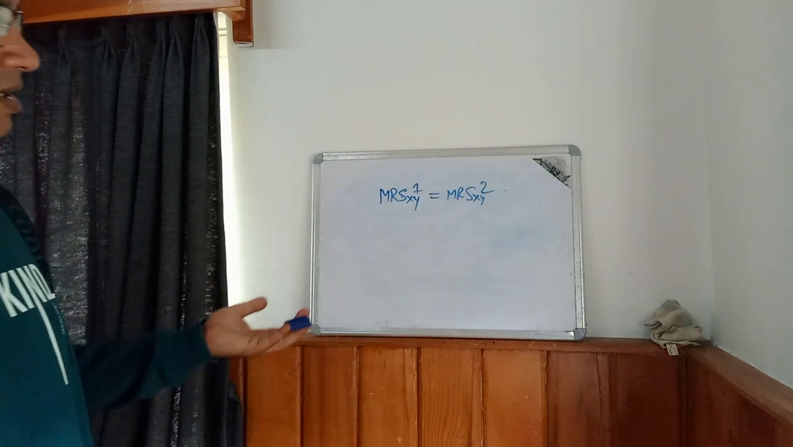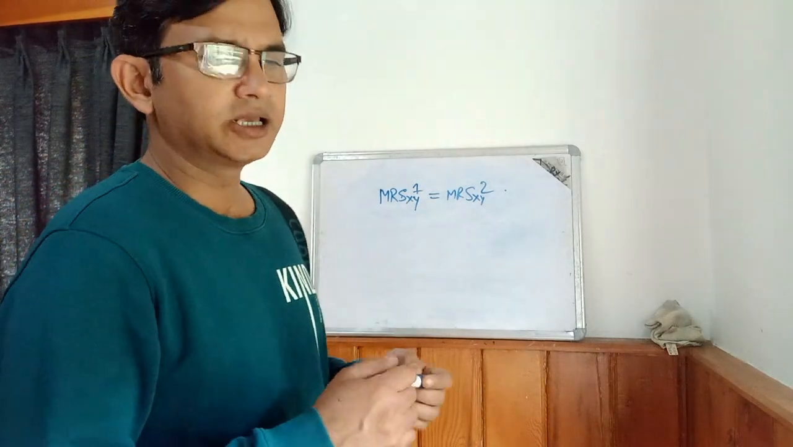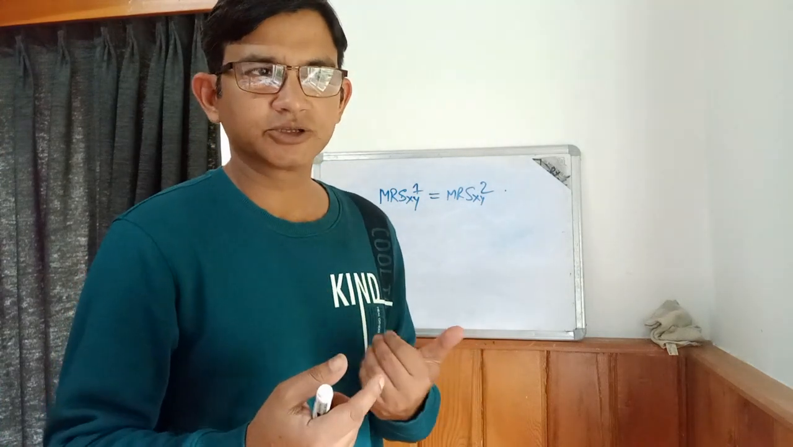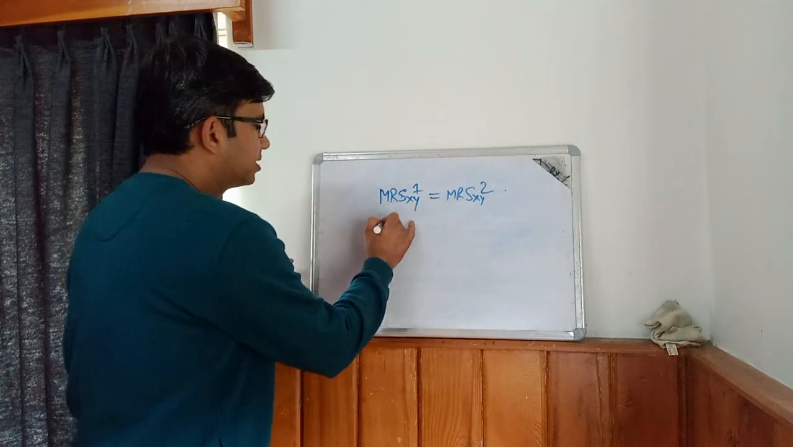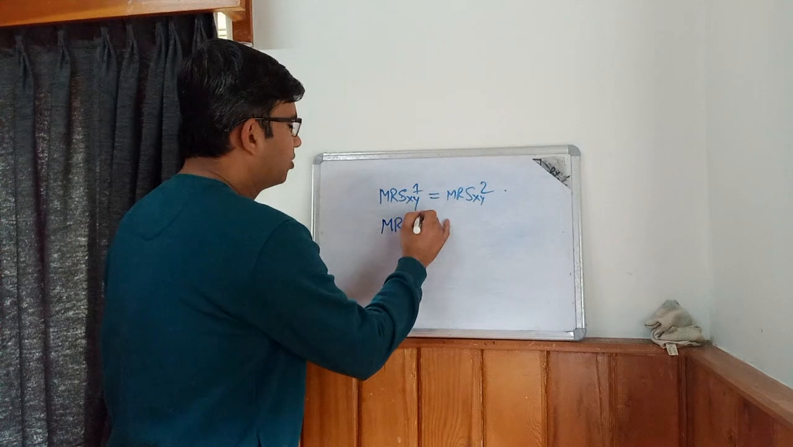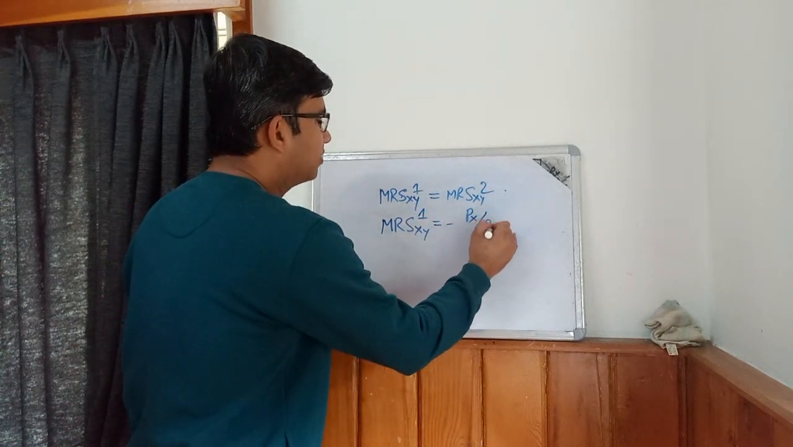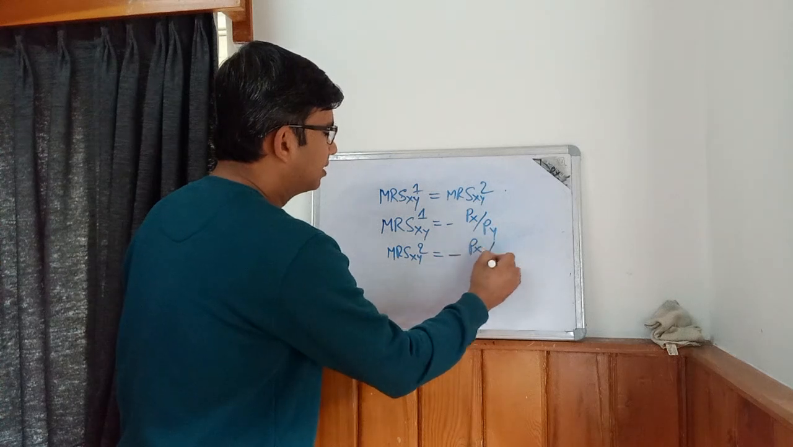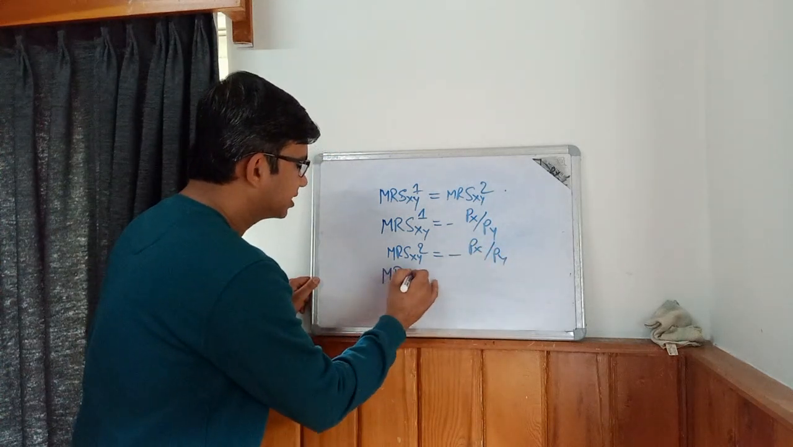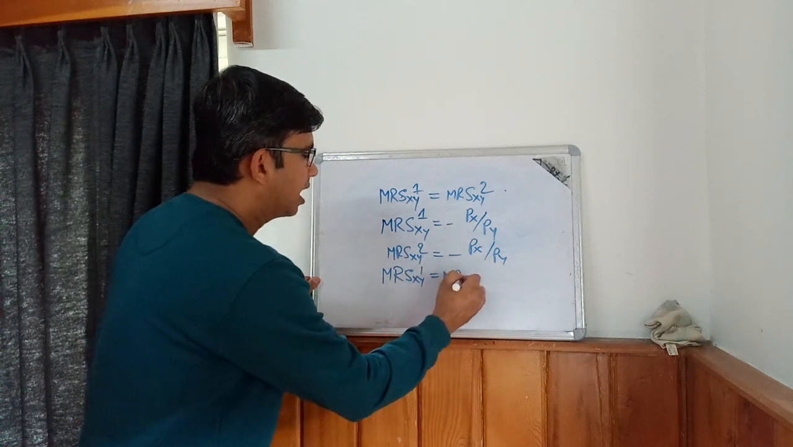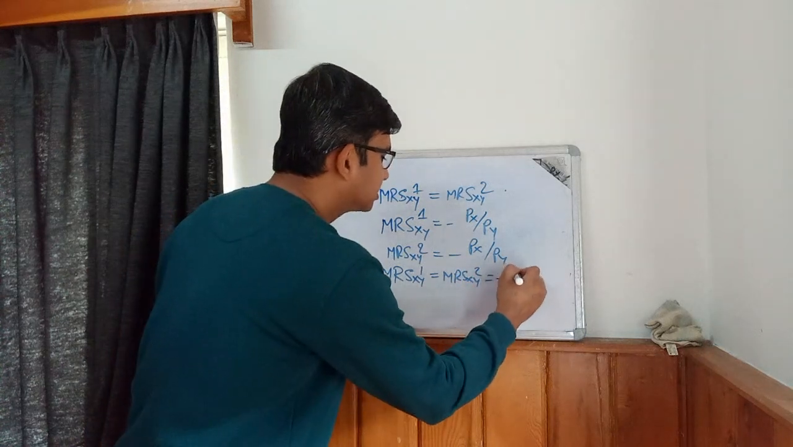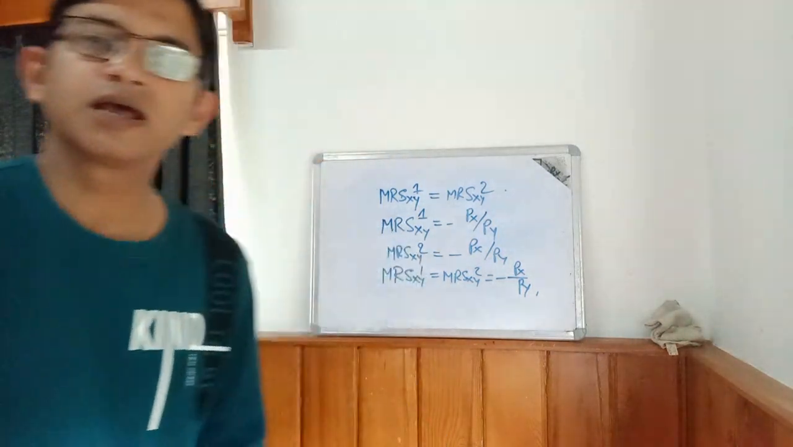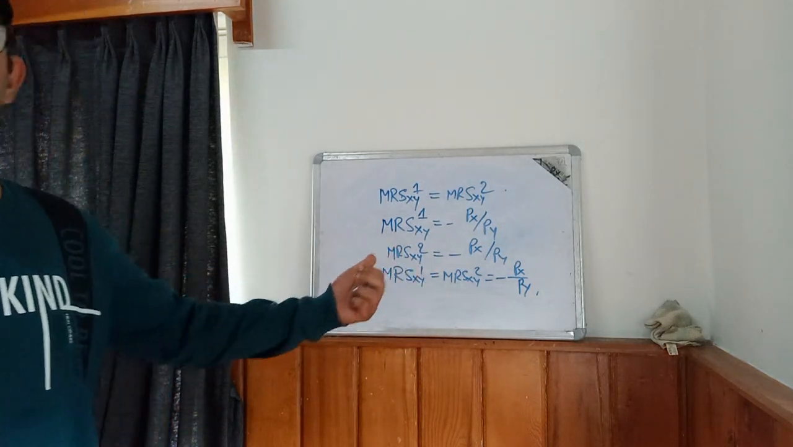equilibrium, that is the constant utility maximization condition in which the consumer wants to maximize his utility subject to a budget constraint and given the market prices. We know that MRS XY 1 equals minus PX by PY and MRS XY 2 equals minus PX by PY. So our final equilibrium condition is that MRS XY 1 equals MRS XY 2 equals minus PX by PY. So this is the efficiency condition in product consumption.